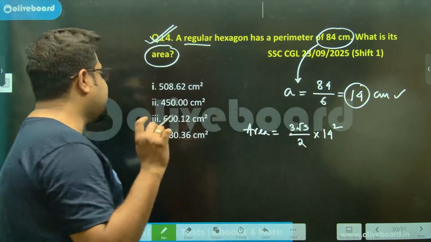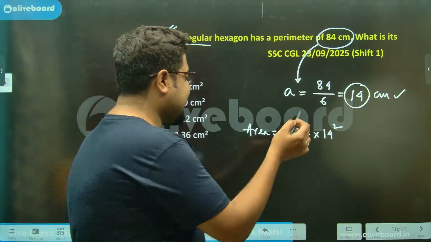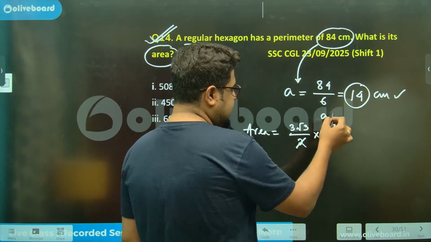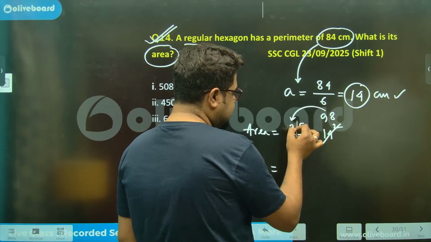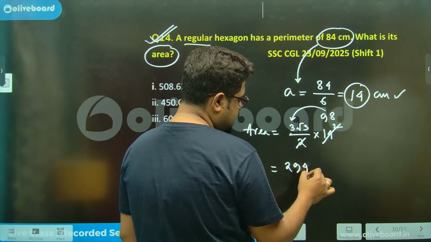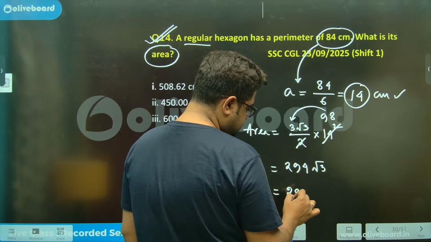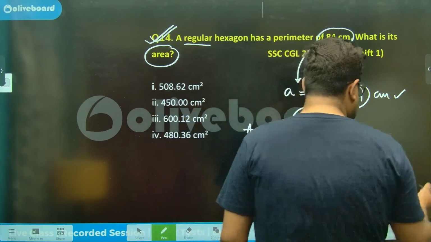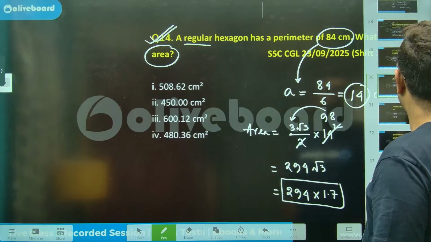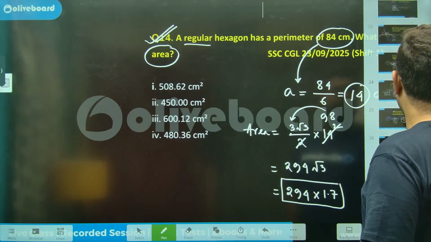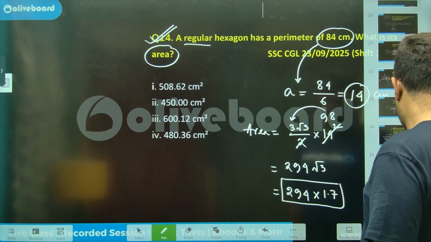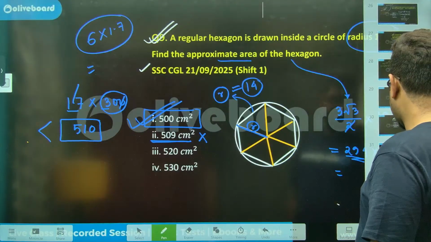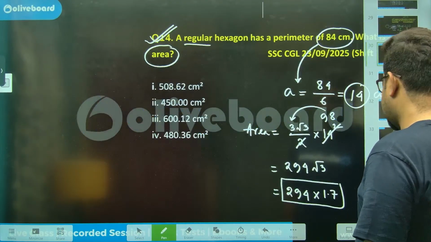Sir, I'm quite certain we have done this question somewhere. This calculation. 98, 196. 98 threes are 294. We did this calculation today itself. 294 into 1.4. Where did we do it? Yep, this one, sir. Around 500 should be the answer.